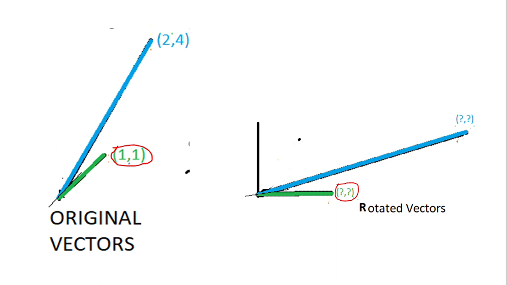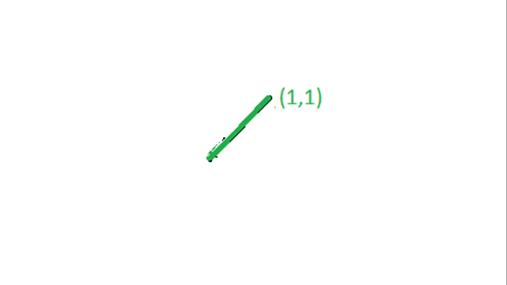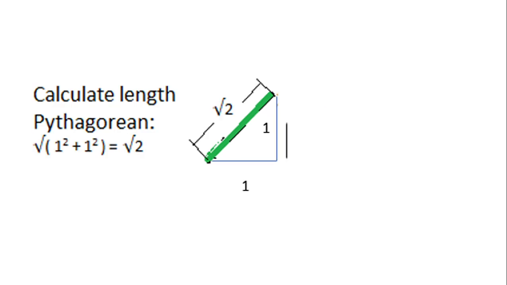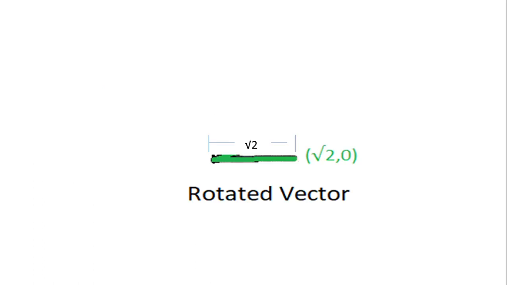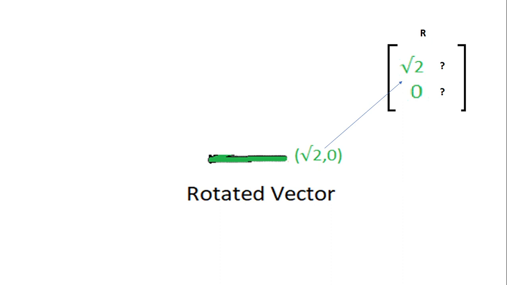So how are the coordinates of the rotated green line calculated? We can actually use the Pythagorean theorem to calculate the length of the green line before the rotation. So we see that the length of the green line is radical 2. Now I'm going to rotate it. After the rotation, the coordinates of the green line are going to be radical 2, 0. That's going to be the first column of the R matrix.